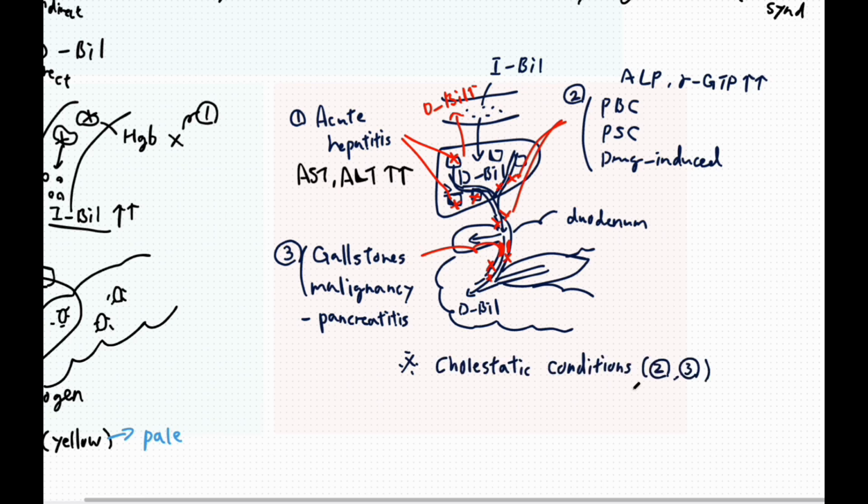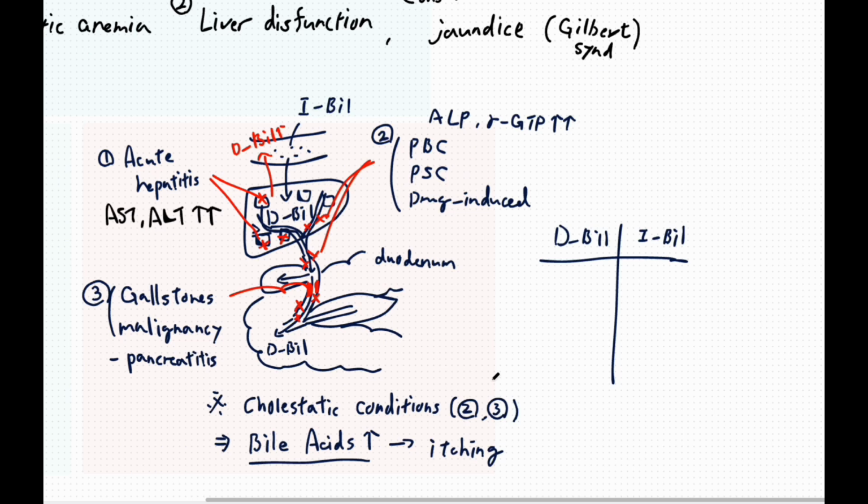Direct hyperbilirubinemia itself does not always cause itching. Itching occurs when there is cholestasis. In cholestatic conditions, bile acids are retained in the body, and these bile acids, not bilirubin, are what cause the itching. That's why patients with cholestatic disease or bile duct obstruction often complain of severe pruritus, while patients with hepatocellular injury may not. Now let's make a key clinical comparison.